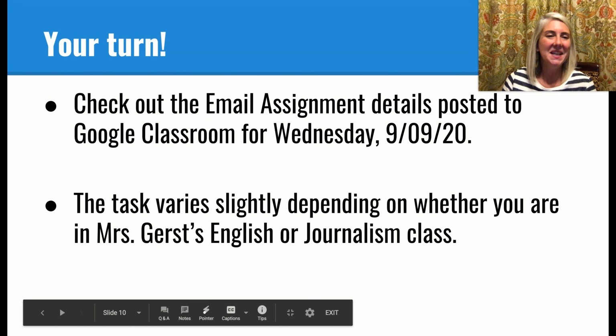All right. So your turn. What you're going to do is you're going to check out the email assignment details that are posted to the Google Classroom. It's going to be under the week 1 unit topic, and then underneath it'll say Wednesday, September 9th, 2020. The task varies depending if you're enrolled in my CP English 3 class or my CP Journalism 1 or 2 class. There'll be a different question that's asked of you.